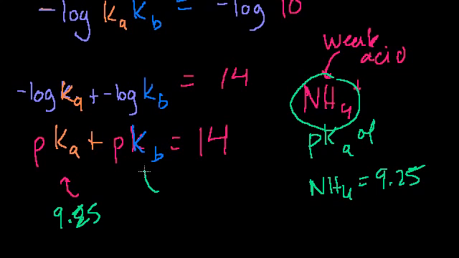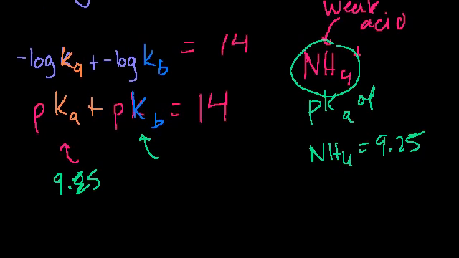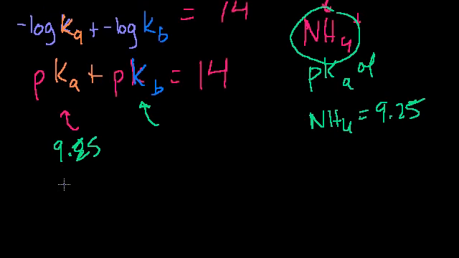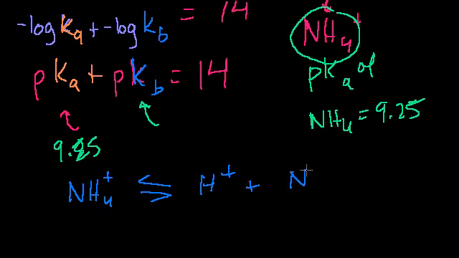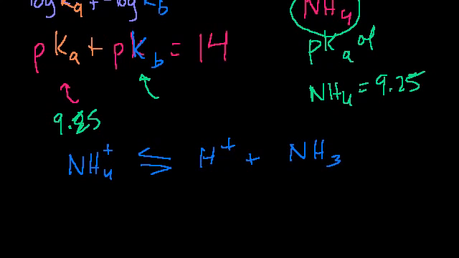So what is going to be the pKb for ammonia? Let me write that reaction down. So NH4 plus is in equilibrium. It can get rid of one of its hydrogen protons, and you're just left with ammonia. So this is the acidic reaction, and this is what the pKa is associated with. The negative log of the equilibrium constant for this reaction is equal to 9.25.